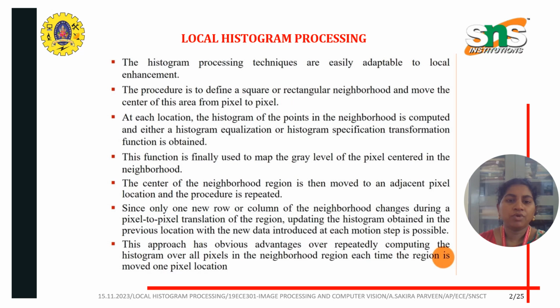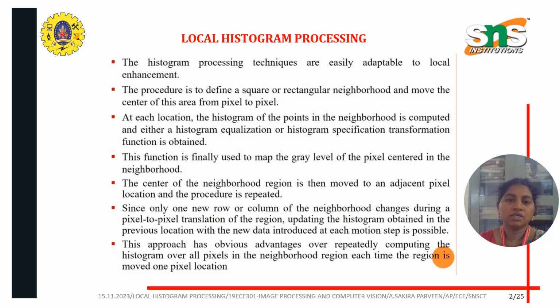The histogram processing techniques are easily adaptable to local enhancement. The process is to define a square or rectangular neighborhood and move the center of this area from pixel to pixel. This function is finally used to map the gray level of the pixel centered in the neighborhood. The center of the neighborhood region is then moved to an adjacent pixel location and the procedure is repeated.